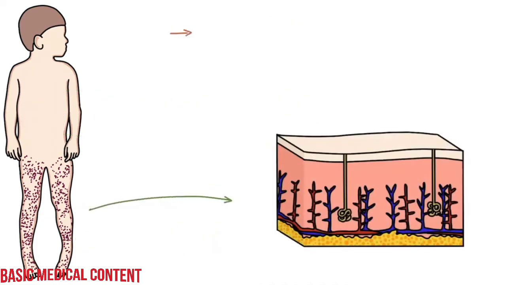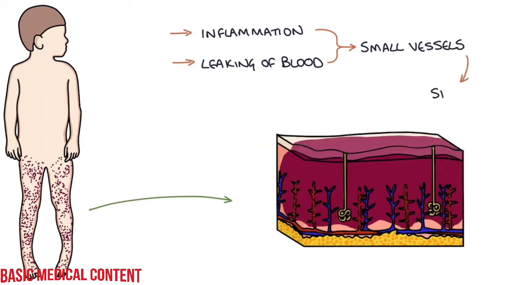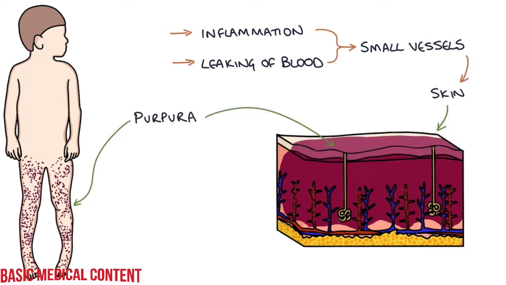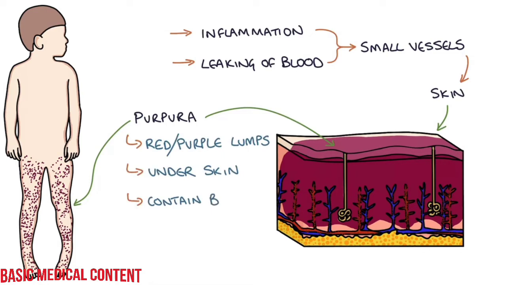The rash is caused by inflammation and leaking of blood from small vessels under the skin, forming purpura. Purpura are red-purple lumps under the skin that contain blood. These are non-blanching, meaning that HSP is a cause of a non-blanching rash.